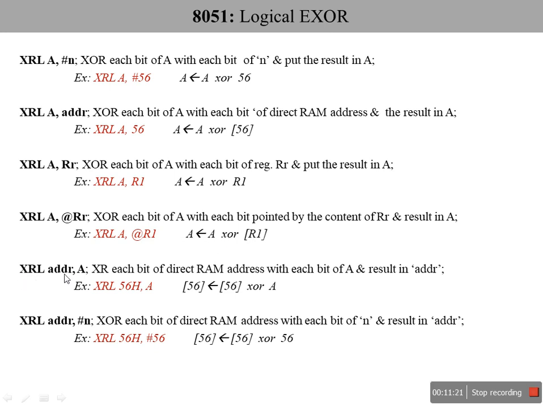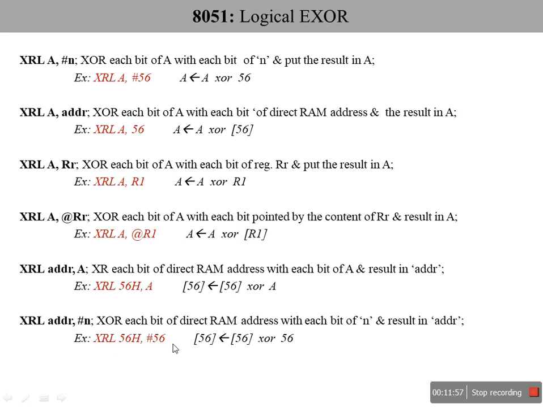Then XRL address comma accumulator A. Here the XOR operation will be performed between the content of the memory location pointed to by this address and the content of the accumulator, and the result will be in that particular memory location. Then XRL address comma #n. Here the XOR operation will be performed between the immediate data given in the instruction and the content of the memory location whose address is specified here. For example, XRL 56H comma #56.